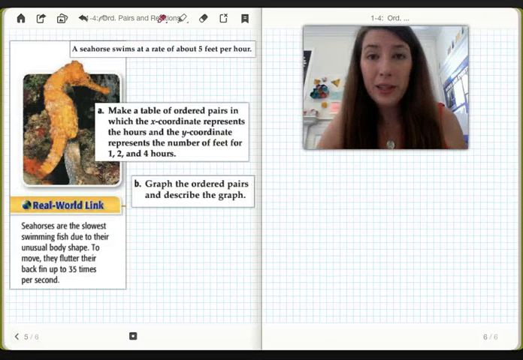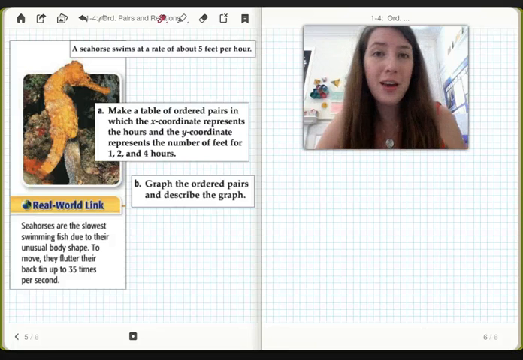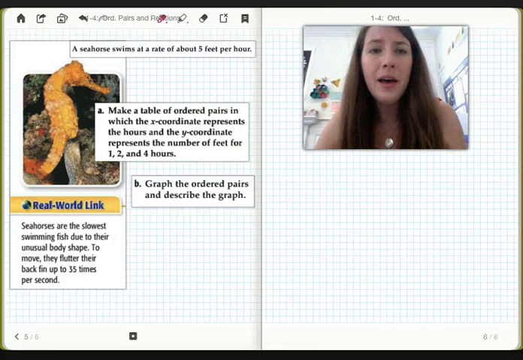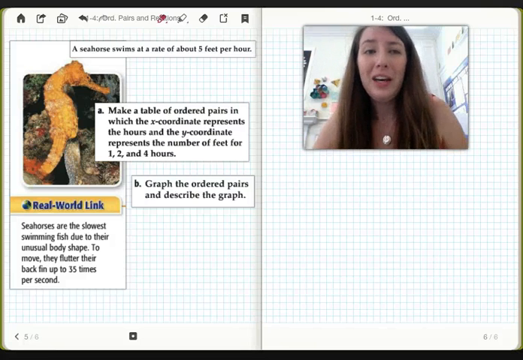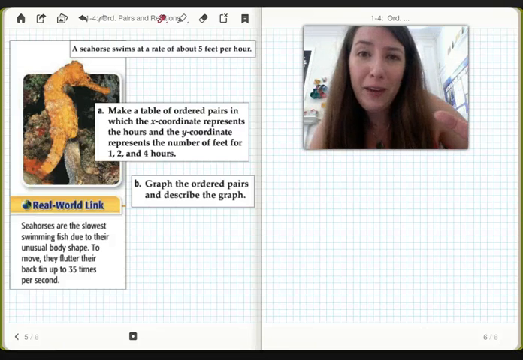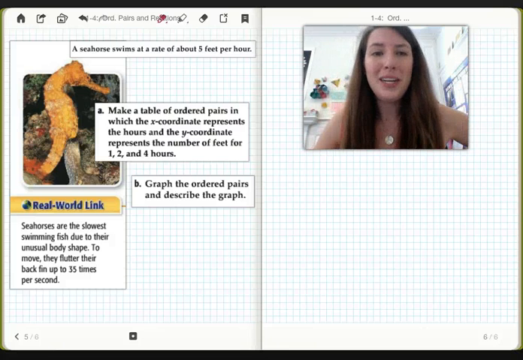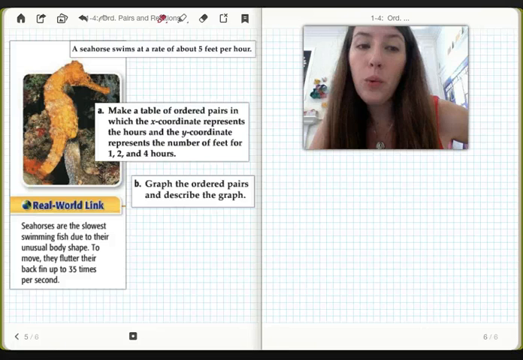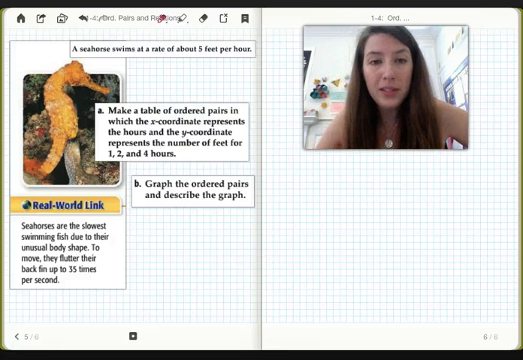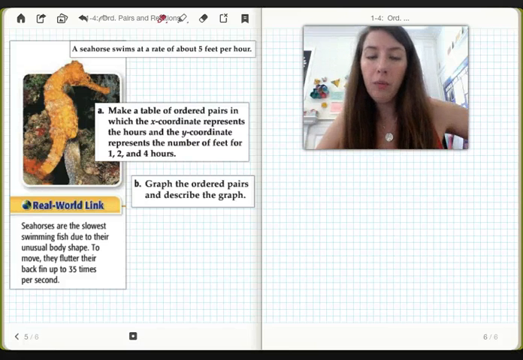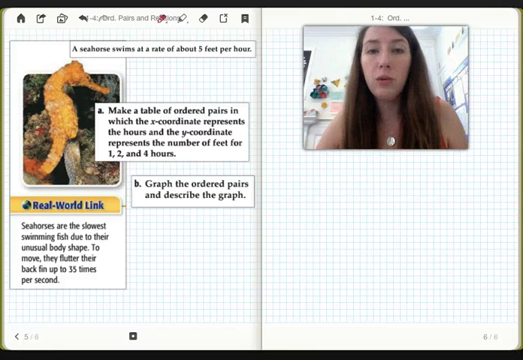Okay, let's take a look at a real-life situation that focuses on seahorses. They're pretty cool. They are the slowest swimming fish due to their unusual body shape. And to move, they flutter these really tiny back fins up to 35 times a second. So in general, a seahorse can go about 5 feet an hour. That's its rate. What we want to do is make a table of ordered pairs in which the x-coordinate represents the hours and the y-coordinate represents the number of feet for 1, 2, and 4 hours. And then we're going to graph everything and describe the graph.